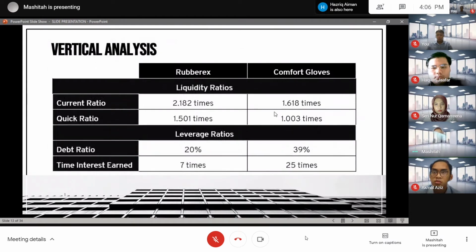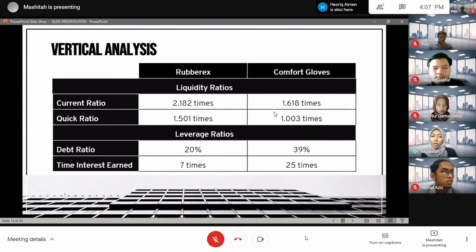Vertical analysis is where we compare the ratios of Rubberex and the other competitor, which is Comfort Glove. From this table, we compare the ratios for the year 2019. For the liquidity ratios, we can see that the higher current ratio and quick ratio are from Rubberex, which is 2.182 times and 1.501 times respectively. This is because the proportion of total assets revealed that 76.0% is funded by shareholders. This leads to the higher number of assets for Rubberex during 2019.